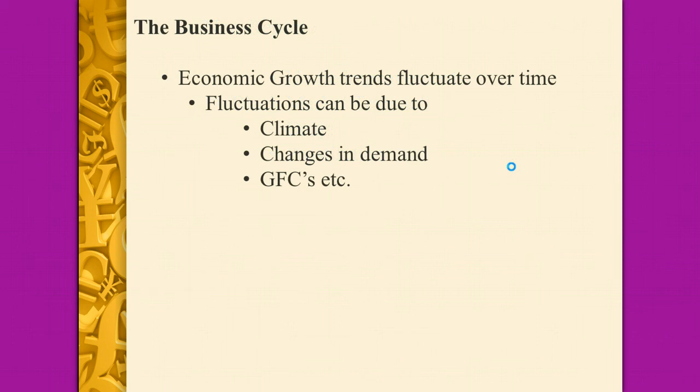Okay, so that's GDP. Let's have a look at economic growth and our old friend the business cycle, which we covered last year. Very quickly, fluctuations in the business cycle can be due to climate, changes in demand, or GFCs, global financial crises. So climate, as we saw a couple of years ago with Cyclone Yasi and the bananas going from $3 a kilo up to $16 a kilo. Changes in demand, people just simply changing their mind. It's going to be interesting to see what happens with the changes in demand with regards to iPhones, based on the new Samsung coming out, all that sort of stuff.